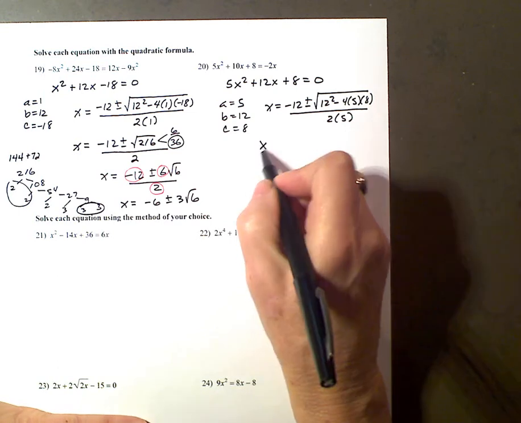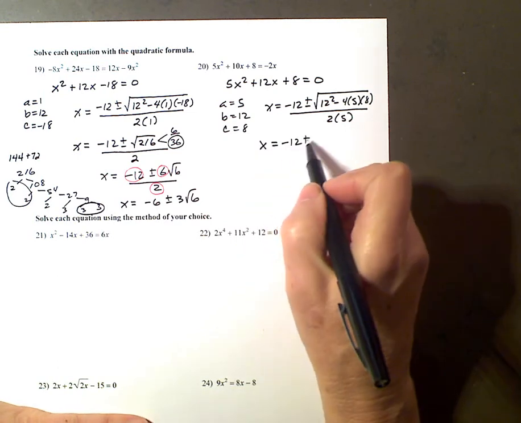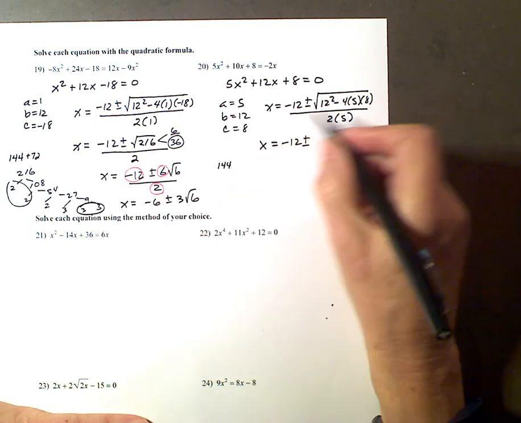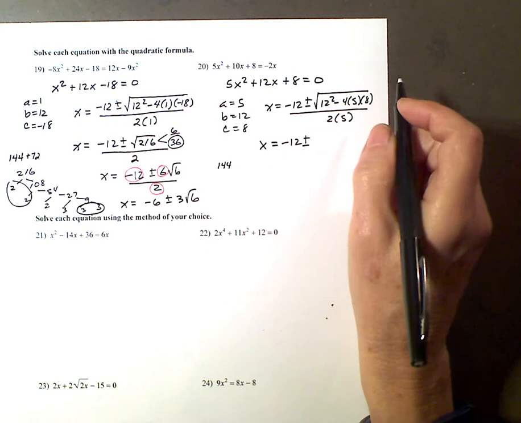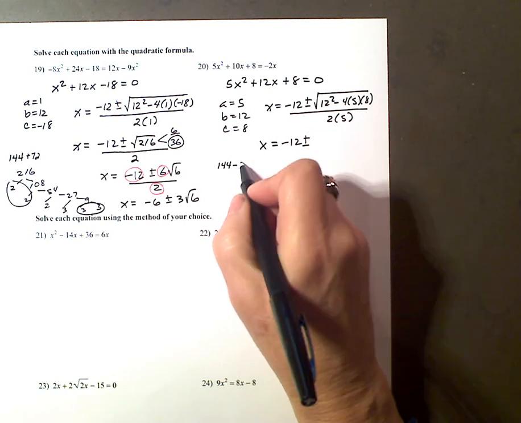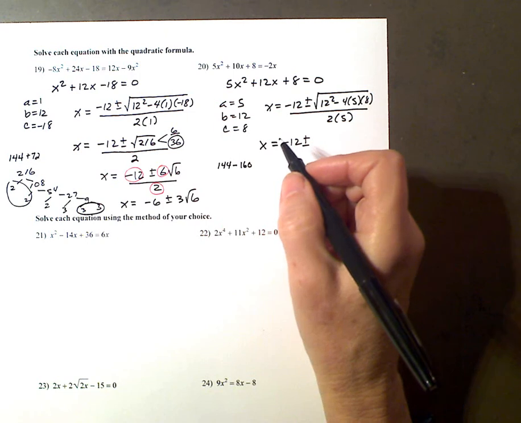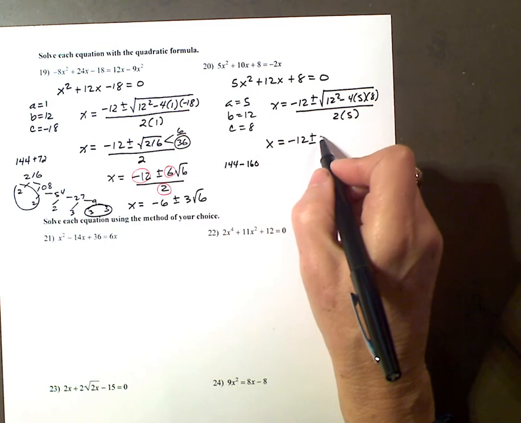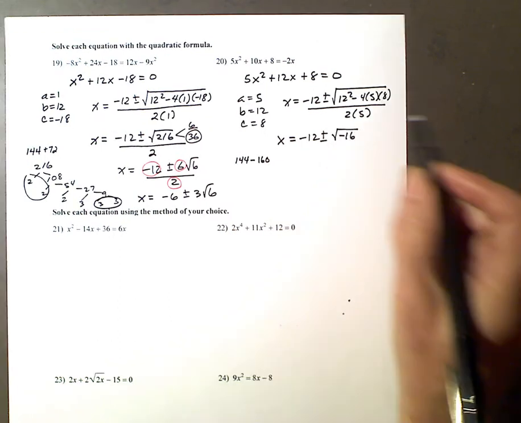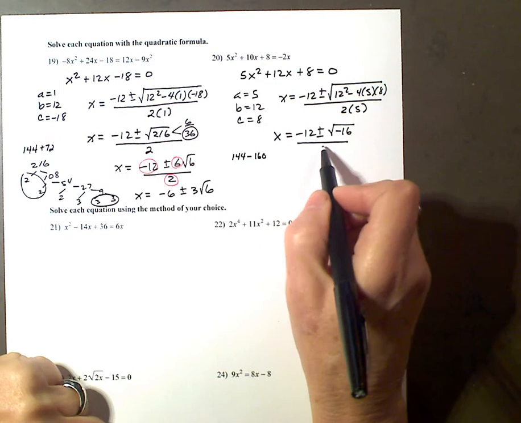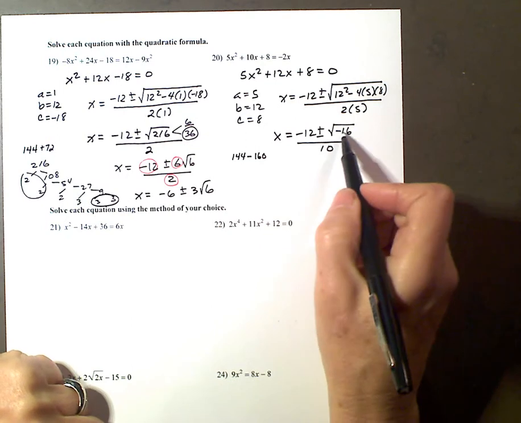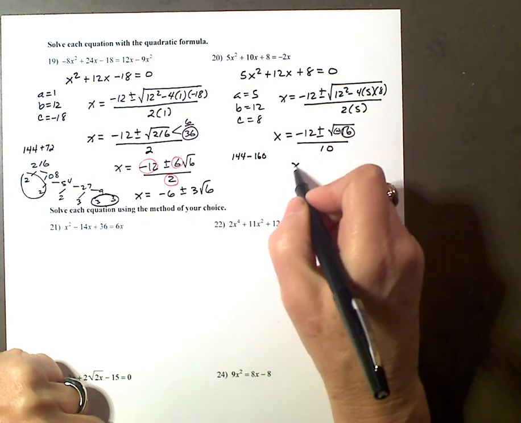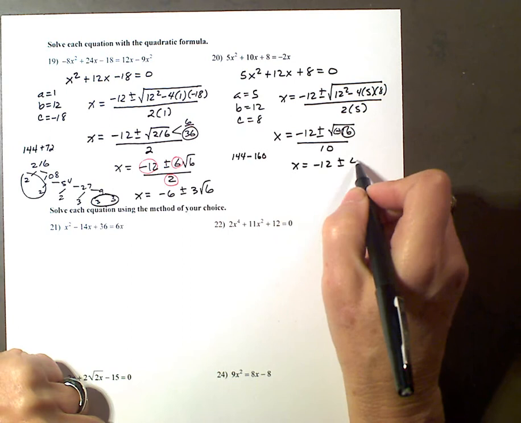X equals negative 12 plus or minus. So the 12 squared there is going to be a 144 minus 20 times 8, which is minus 160. So that is negative 16. So plus or minus the square root of negative 16. So I can tell I'm going to have imaginary roots all over 10. So that's going to be a 4i that comes out here. So x is equal to negative 12 plus or minus 4i all over 10.